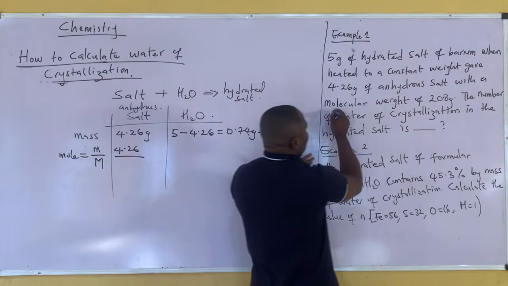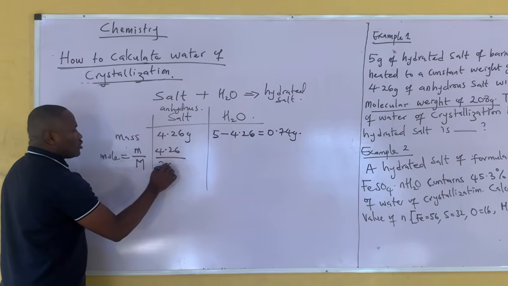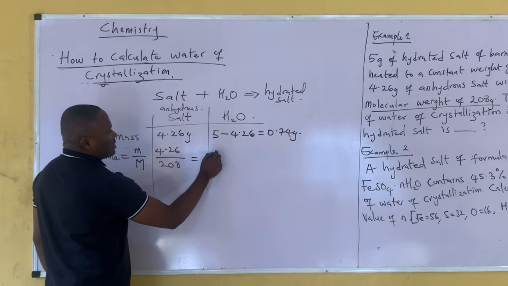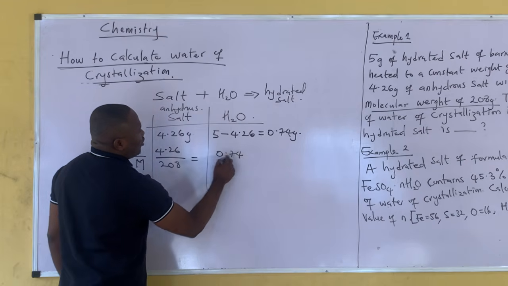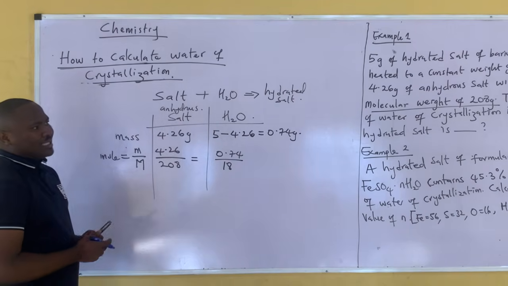It was given to us. Look at it here: 208 grams. So I'll divide by 208. That is the mole for this. Then what about this? It is 0.74 over 18. The molar mass of water is 18.